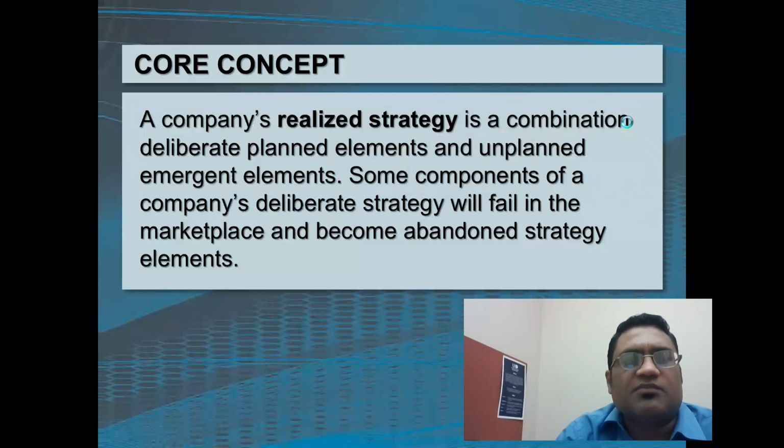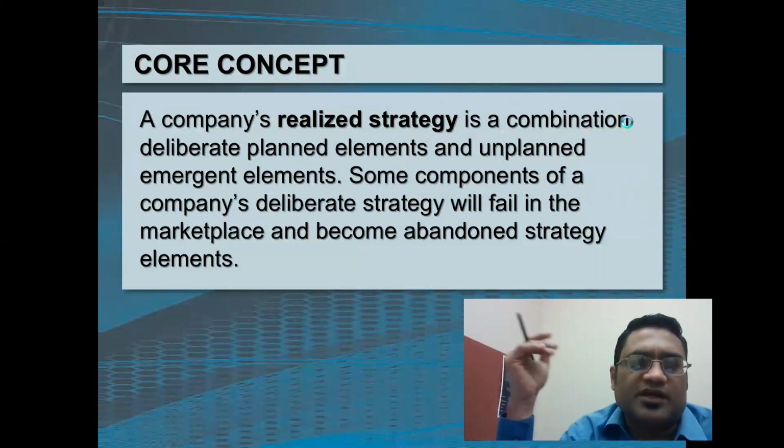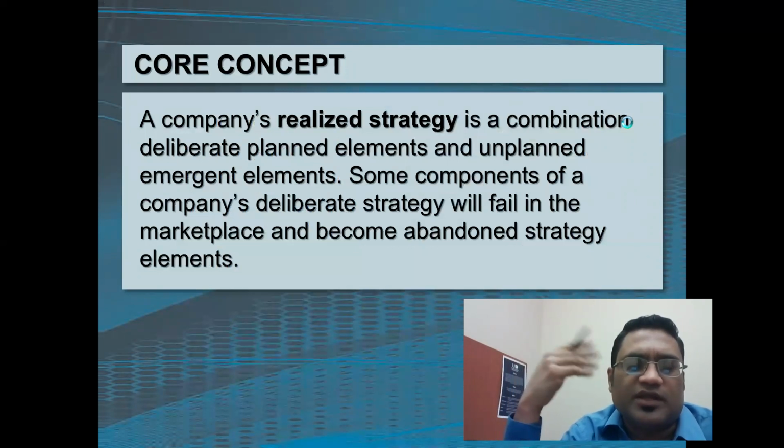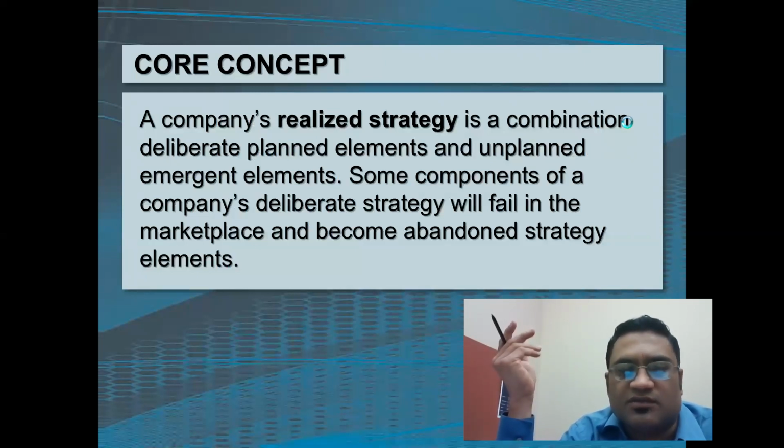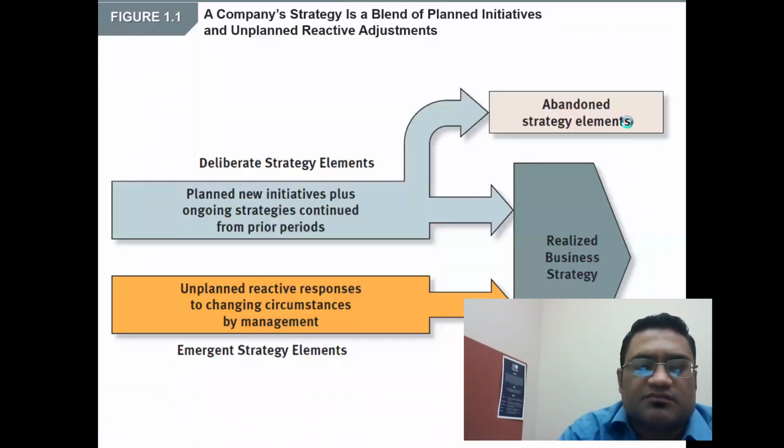Realized strategy is a combination of planned elements as well as unplanned elements, meaning things happen. Sometimes you may not foresee all the events. And some components of a company's deliberate strategy will fail in the marketplace and will become abandoned, as you saw over here. So this is the abandoned, and this is the ones that have.